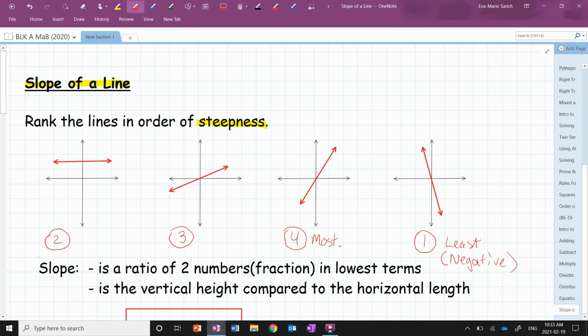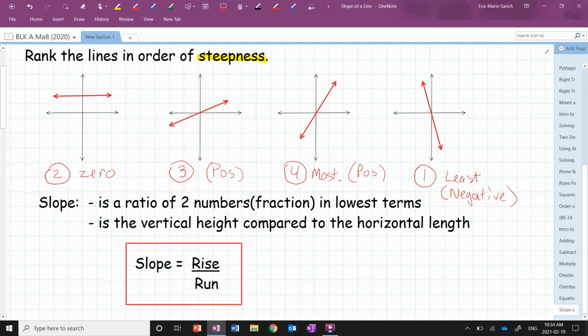If something goes down from left to right, we call it a negative slope. This is a positive slope. This is also a positive slope because it's going up from left to right, both of those. This one here that's neither going up nor down, we call that a zero slope, okay? So instead of just describing them as the most or the least, we can actually give them a number. We can calculate it, okay?